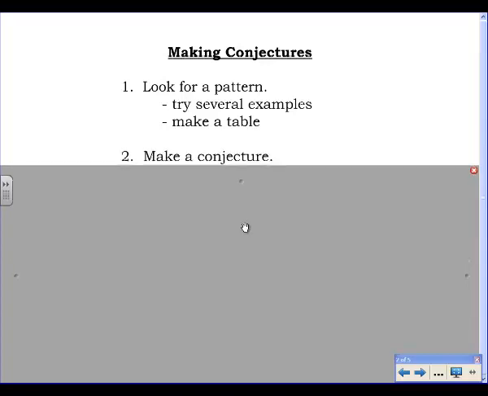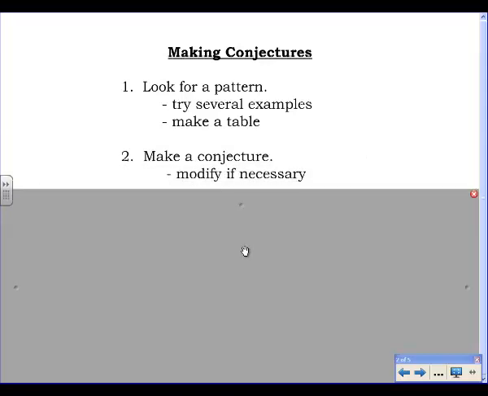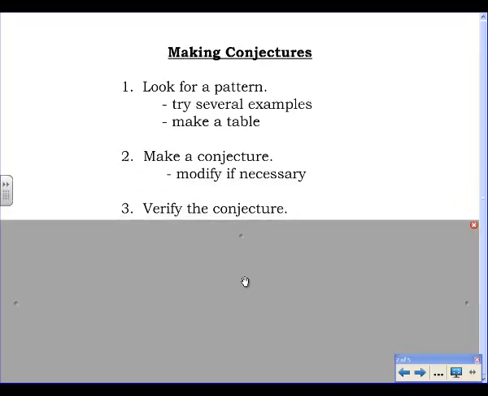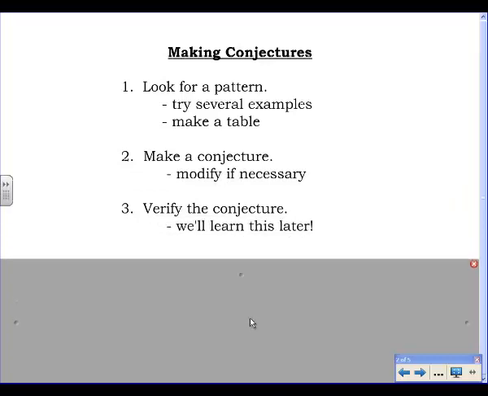Next, make your conjecture. You can always change your conjecture later if you find out that it's false. And finally, you'll need to verify your conjecture. This part requires deductive reasoning, and we'll learn that later on in this course.